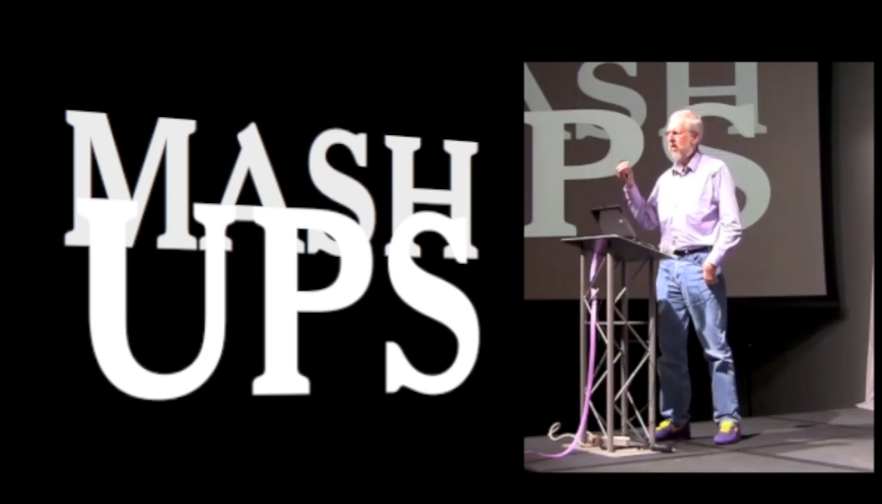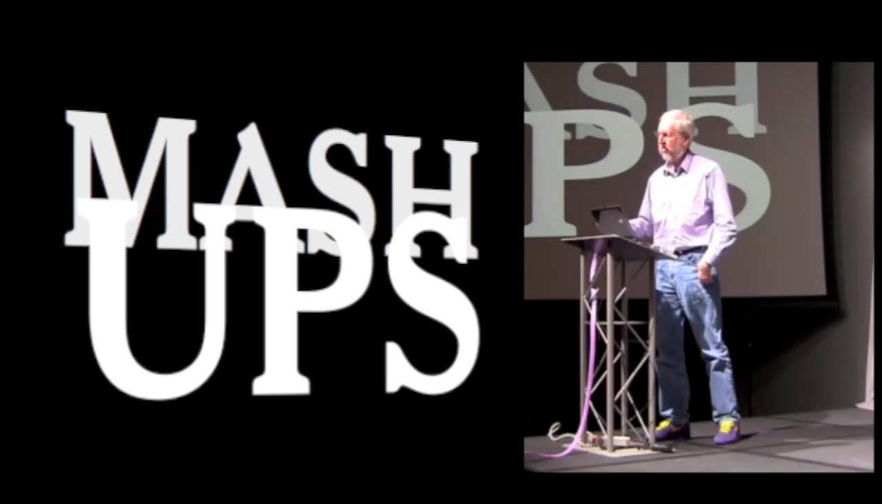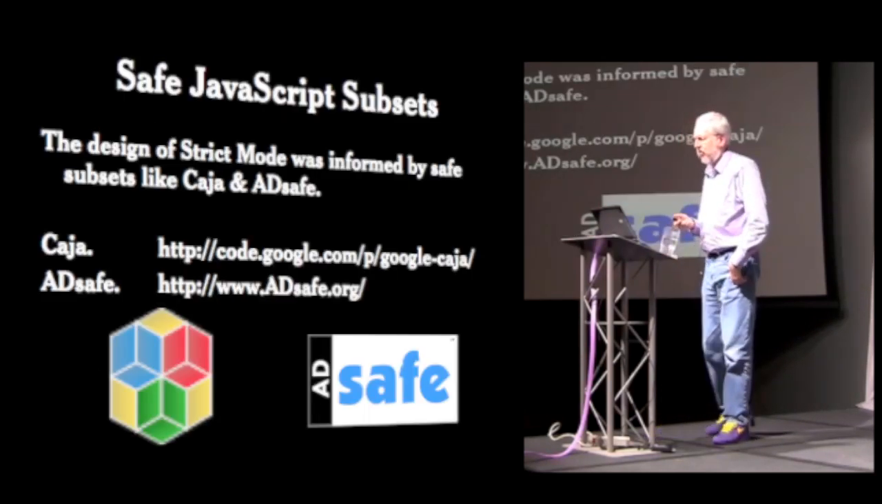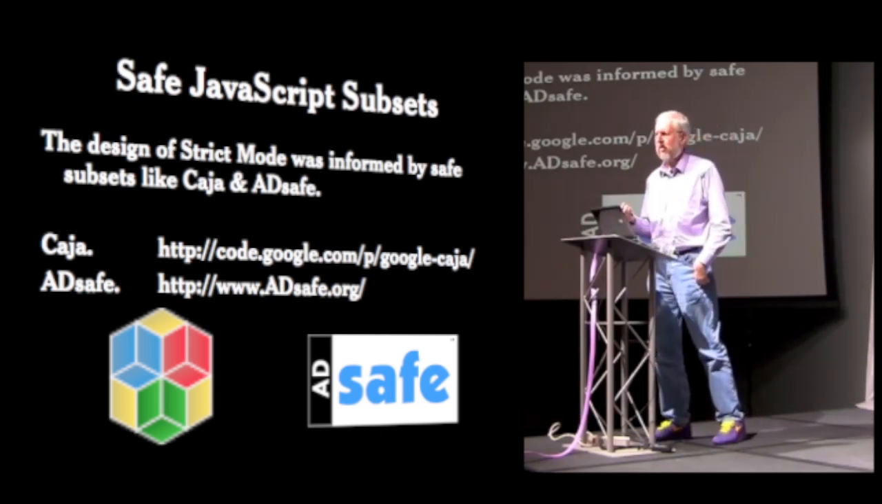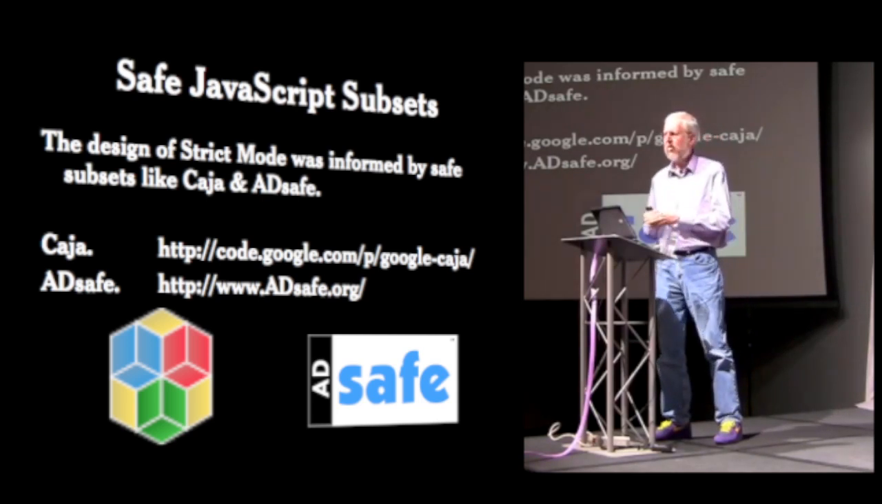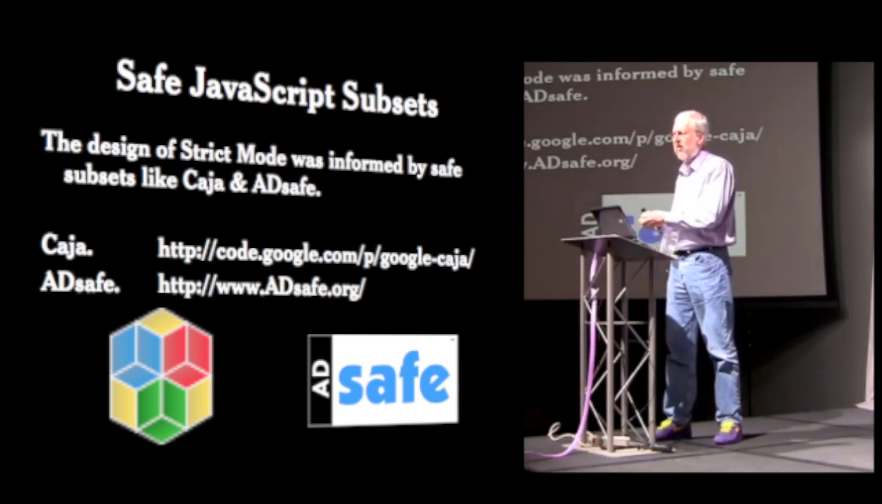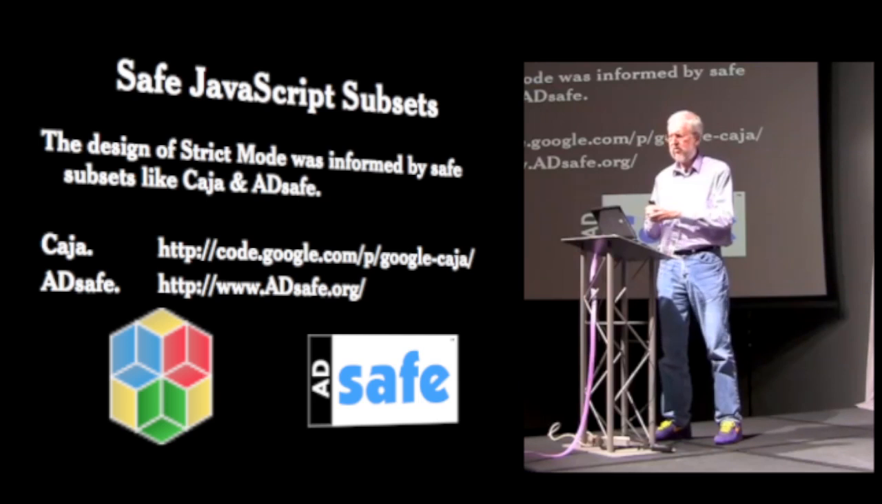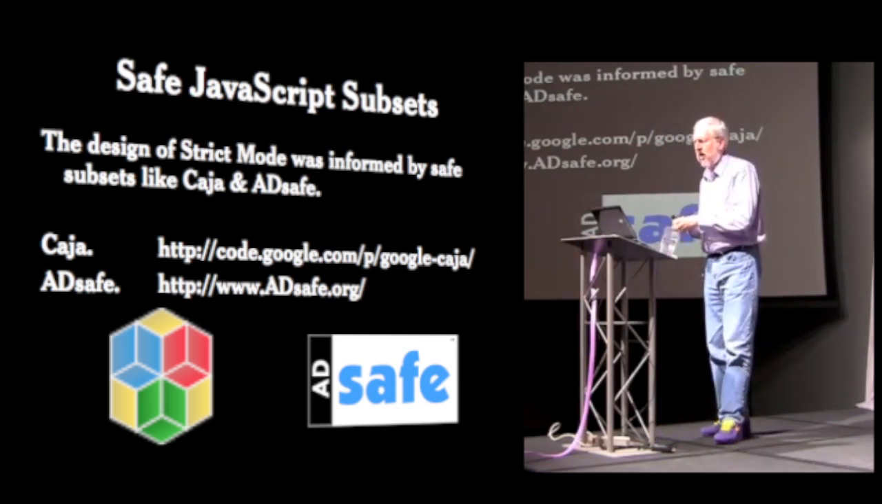Mashups are really important, but we have the problem that the security model in the browser did not anticipate mashups. It's not possible for a page to defend itself against the third-party scripts that are running inside of it. So the way that we've been dealing with that at Yahoo is with safe JavaScript subsets, where we try to constrain the power that the third-party code will have so that it cannot take over the page or corrupt the user or do any of those things.